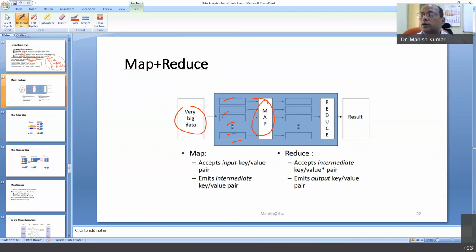Each slave node will have mapper functions. Each slave node can have a reducer as well. Not necessarily will the number of reducers always be the same as the number of mappers. A smaller number of reducers can also be part of that, depending upon it. Simple key-value pairs will be there.